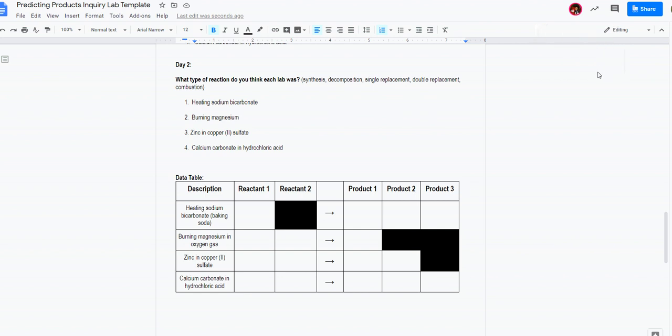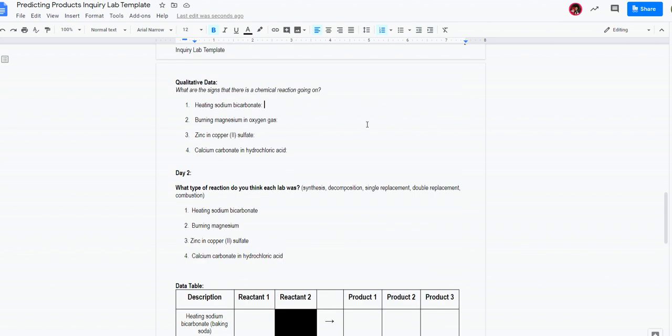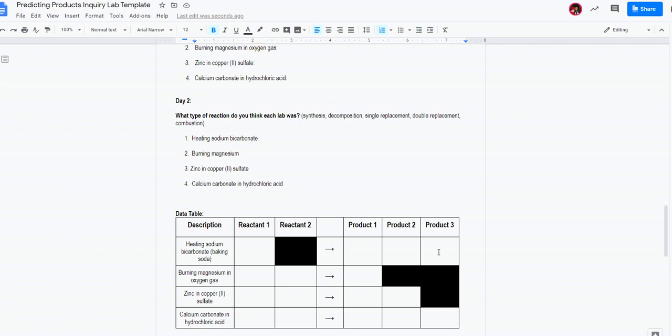Okay, we're going to go ahead and do day 2 of our Predicting Chemical Reactions lab. In day number 1, you were asked to watch 4 videos and to make your observations. And if you made good observations, we should be able to figure out what type of reaction it is and then try and figure out what the actual balanced equation is.